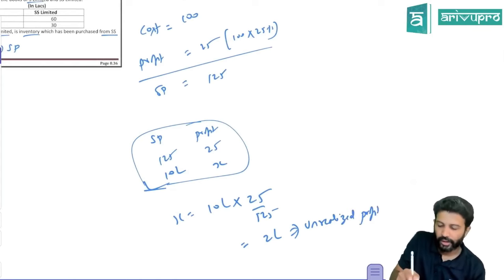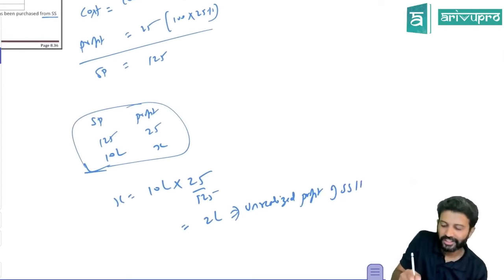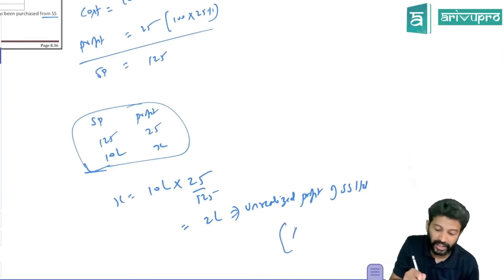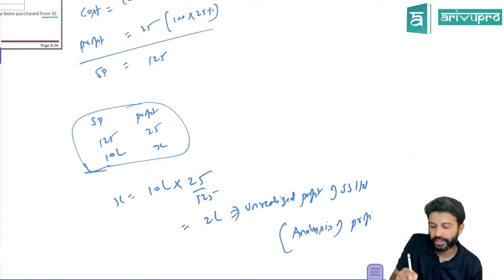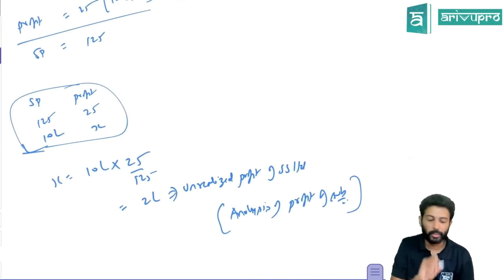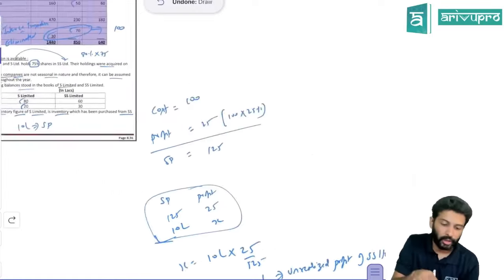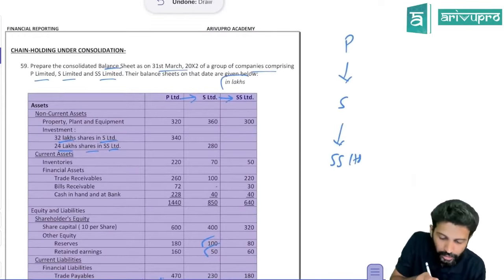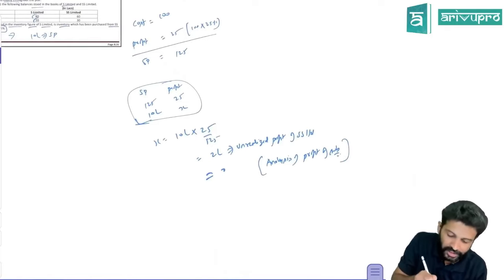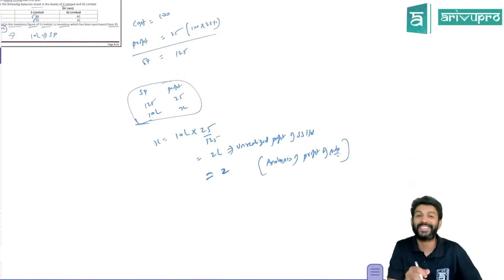Who made the unrealized profit? Made by SS Limited. So if a subsidiary company makes the profit, you have to consider this in the analysis of profits of subsidiary working note. In that particular working note, you should not forget to consider 2 lakh rupees. But all the above numbers were in lakhs, and this is in full number. So don't eliminate 2 lakhs fully. Just take 2, because all the data is in lakhs.